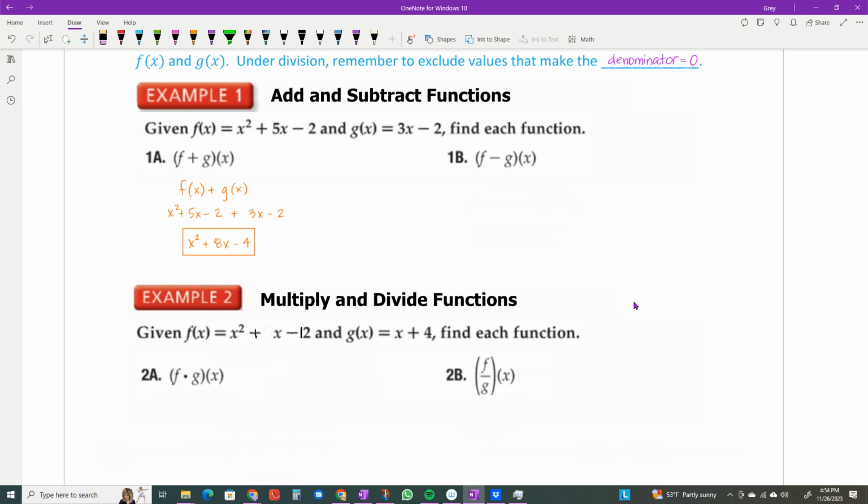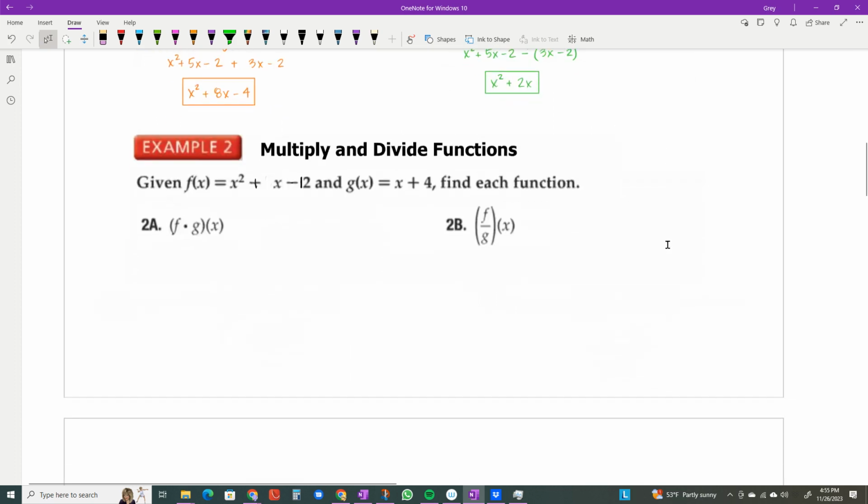That's all it is. (f - g)(x) is f(x) minus g(x). f(x) again, x squared plus 5x minus 2. Now this time you have to be careful because if you have more than one term in g(x), you need to use parentheses because that negative sign distributes to everything in your parentheses. So when you simplify this, you end up with just x squared plus 2x, because the 2's end up with a negative 2 and a positive 2. So the only thing that's going to trip you up on these is not knowing how to combine like terms. That's all it is.